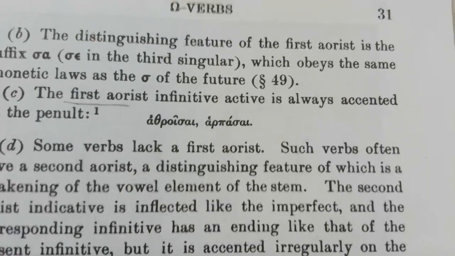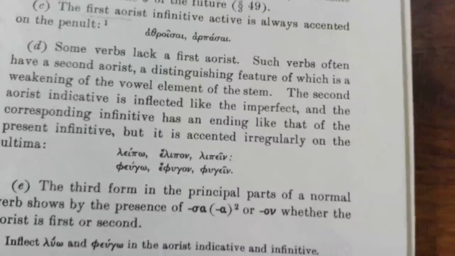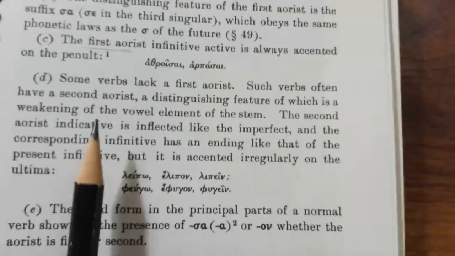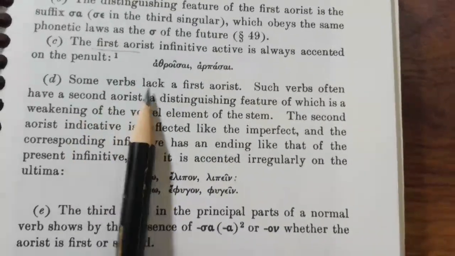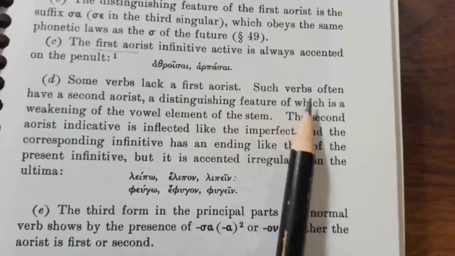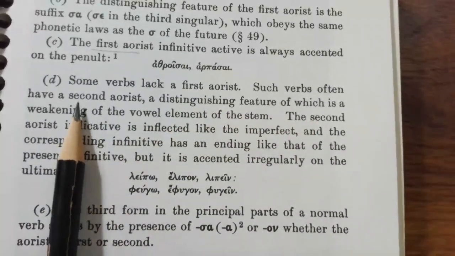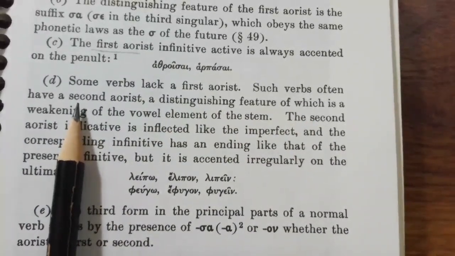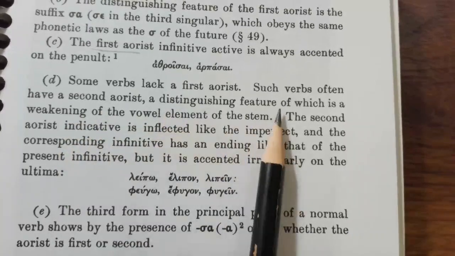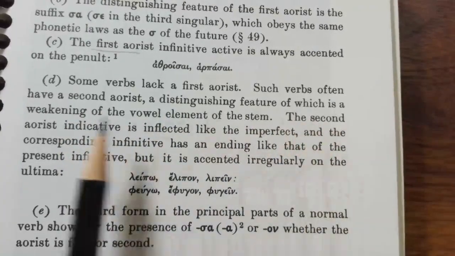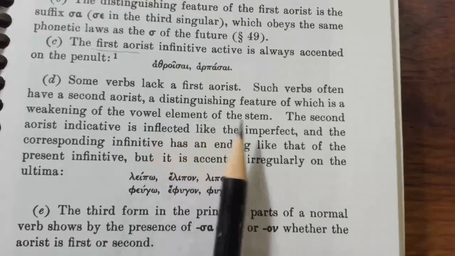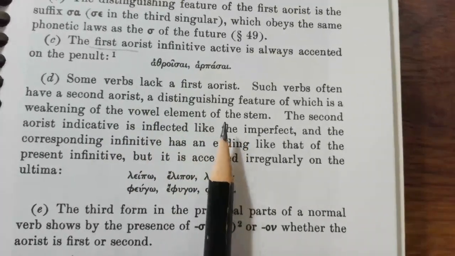Okay. Let's see. Here's letter D. Sorry about that. Some verbs lack a first aorist. Such verbs often have a second aorist. This is what I call the root aorist, a distinguishing feature of which is a weakening of the vowel element of the stem. And I talked about this already.